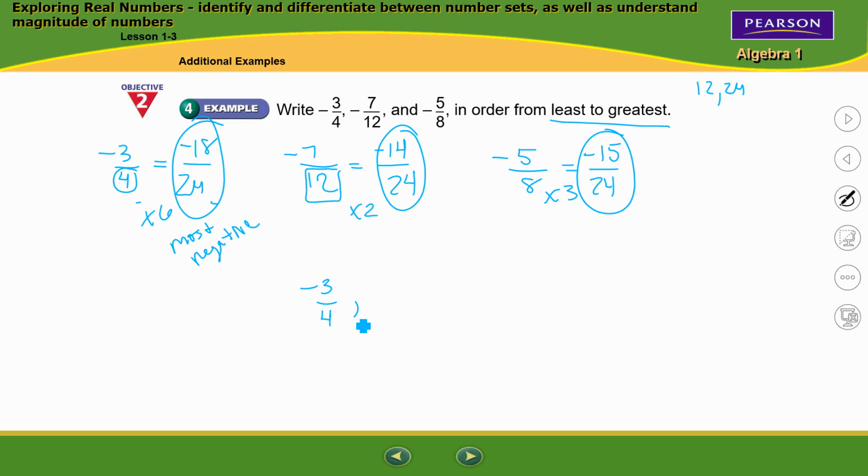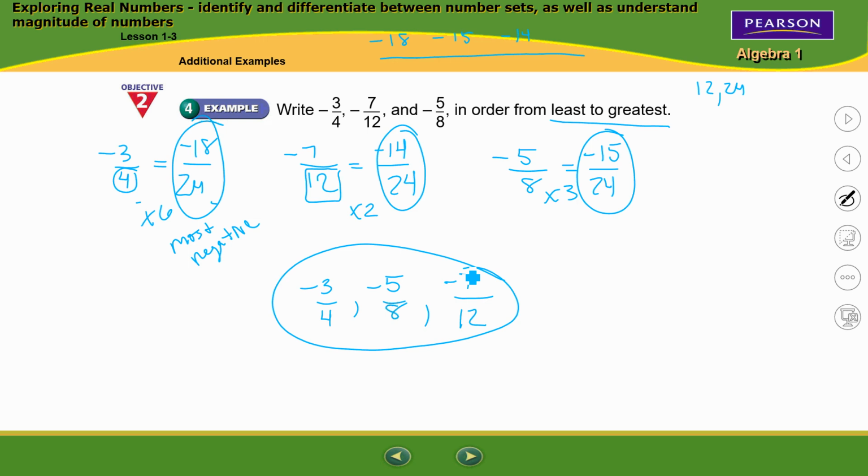Then I want the middle one. Well, which one's the second most negative or the second smallest? That's going to be negative 15 over 24 because I'm looking at a number line. We're going to have negative 18 here, negative 15 here, negative 14 here. Forgive my spacing, but that's the general idea. So negative 15 over 24 is in the middle, negative 5/8. And then the biggest is negative 7/12. Cool.